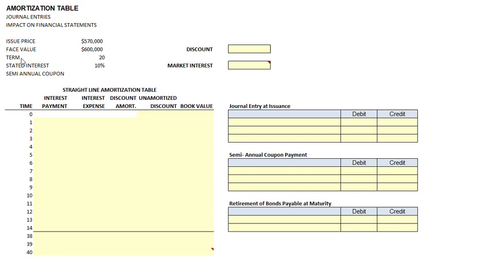We're told that our bonds have a $600,000 face value and a $570,000 issue price, which of course means the bonds are issued at a $30,000 discount. The bonds have a 20-year term with a 10% stated interest rate. And again, the stated interest rate is the rate that determines the annual coupon payment, and the coupon is paid on a semi-annual basis.